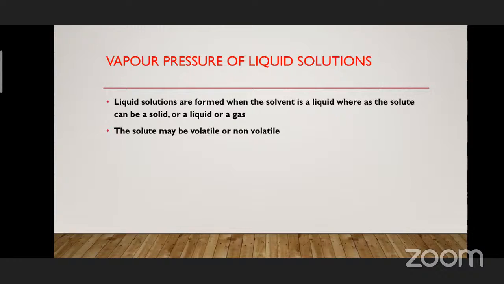Liquids are of two types. Those are volatile liquids and non-volatile liquids. So what are volatile liquids? Volatile liquids have a low boiling point, and non-volatile liquids have a high boiling point. So what is boiling point? Boiling point is the temperature at which a liquid gets converted into vapor. That is called the boiling point.